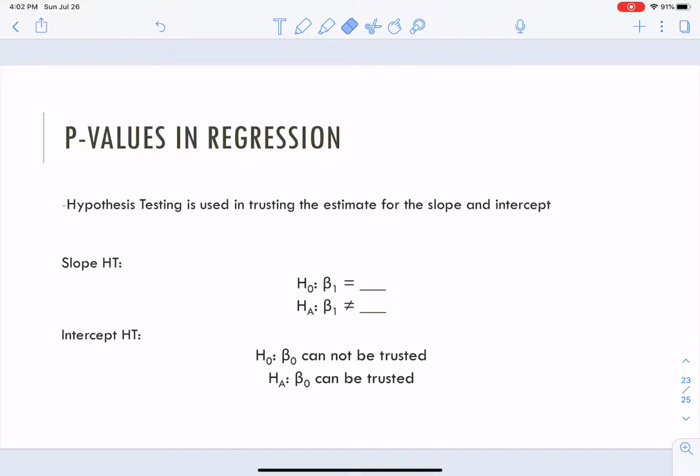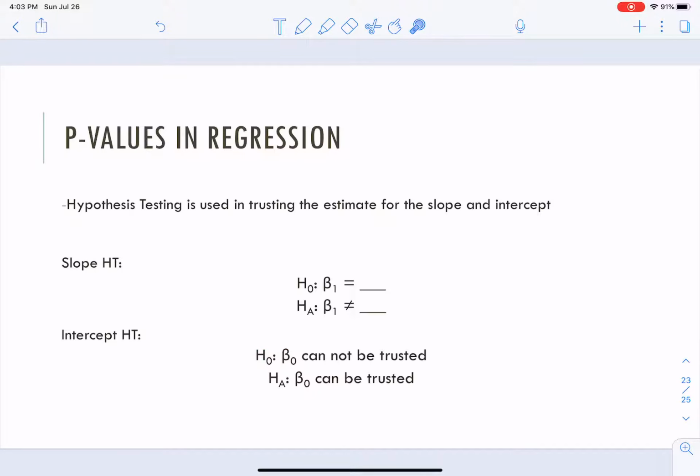But we have essentially two tests that are going on, one for the slope and one for the intercept. And we'll start actually here with the intercept first, because its null and alternative hypothesis are more or less kind of easy to understand. The null hypothesis here is that the beta naught cannot be trusted. That's sort of the conclusion there.